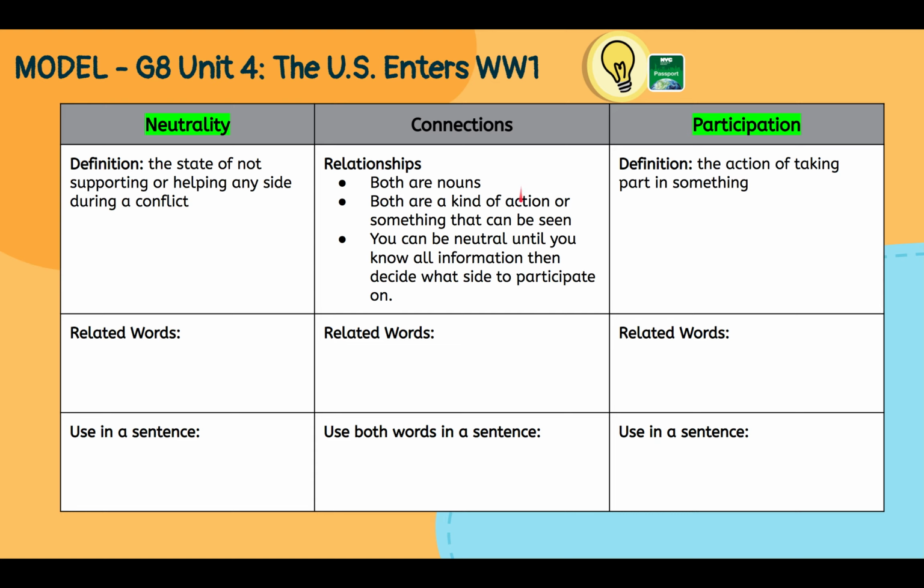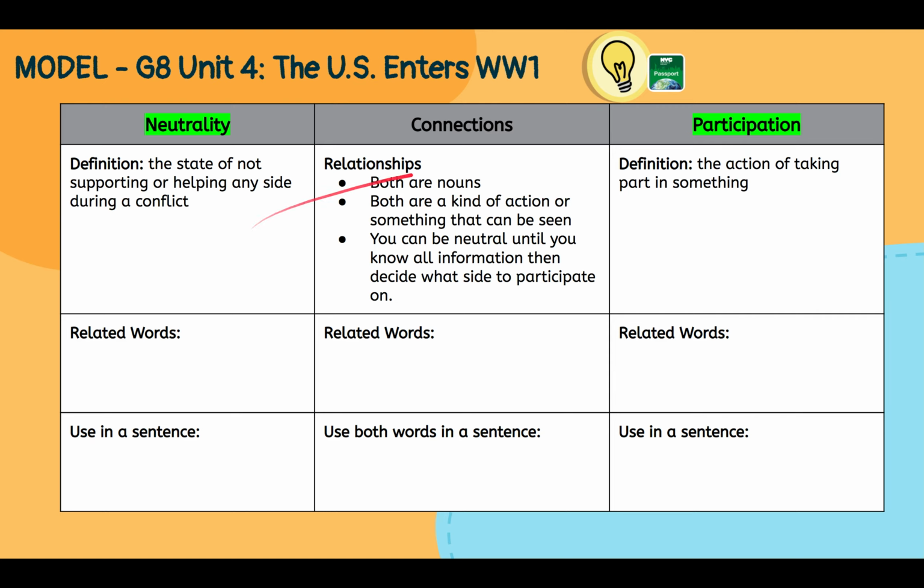So what connections can we make between both of these words? Right off the bat, I want to identify the kind of word it is. These words are both nouns. A noun is a word used to describe a person, place, or a thing. And these are both things or ideas. So they're both nouns.